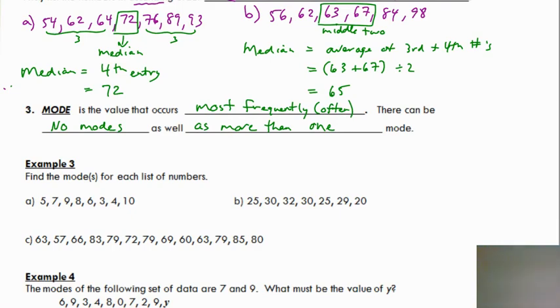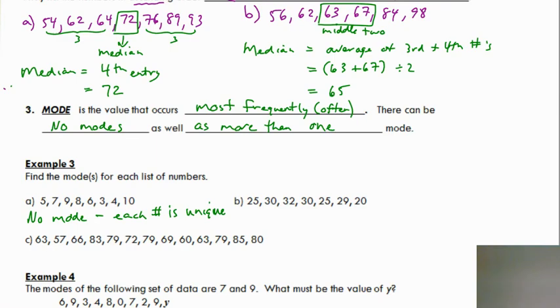All right, so looking at this first data set, find the modes for each. So do we see any repeating? 5, 7, 9, 8, 6. No, none of these repeat. So there is no mode. Each number is unique.